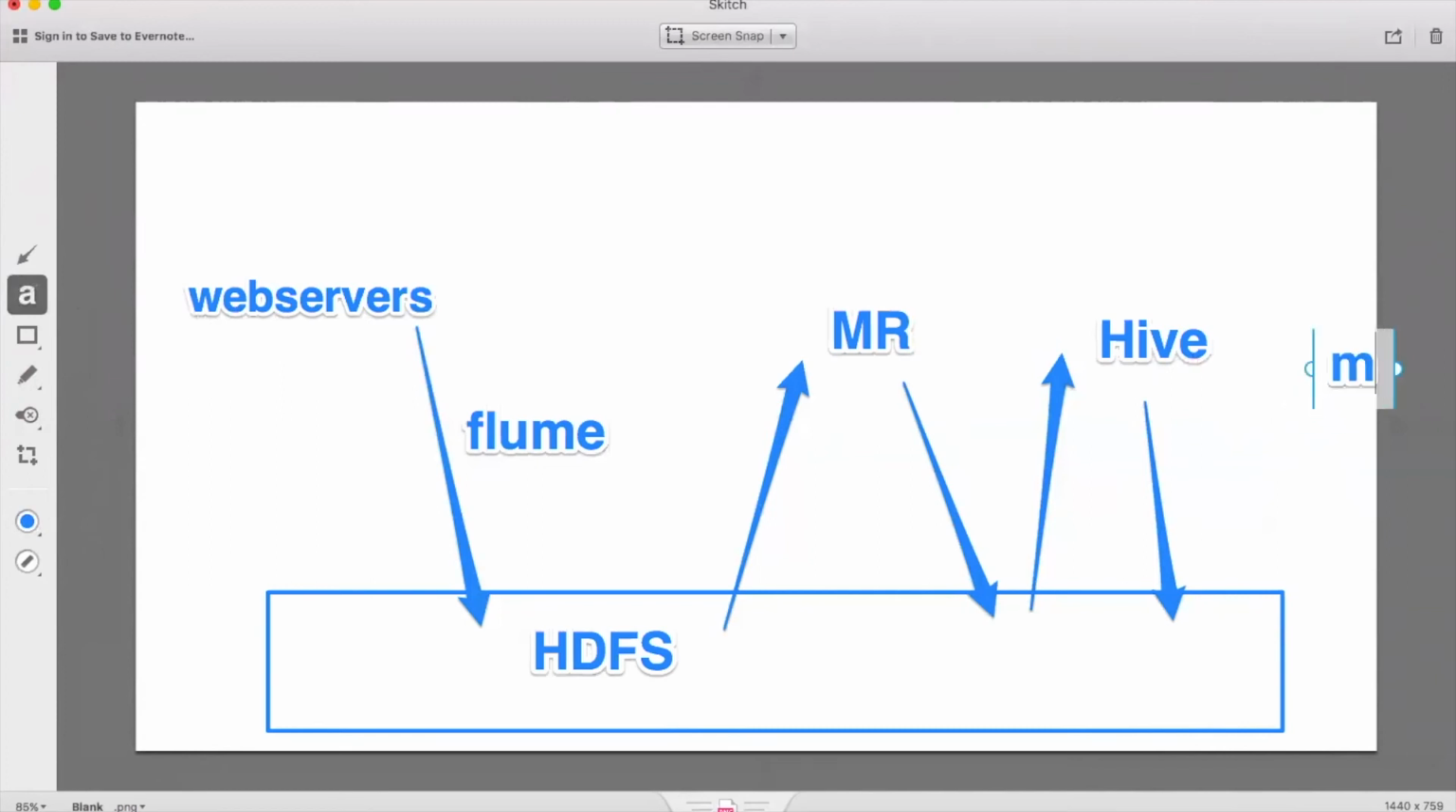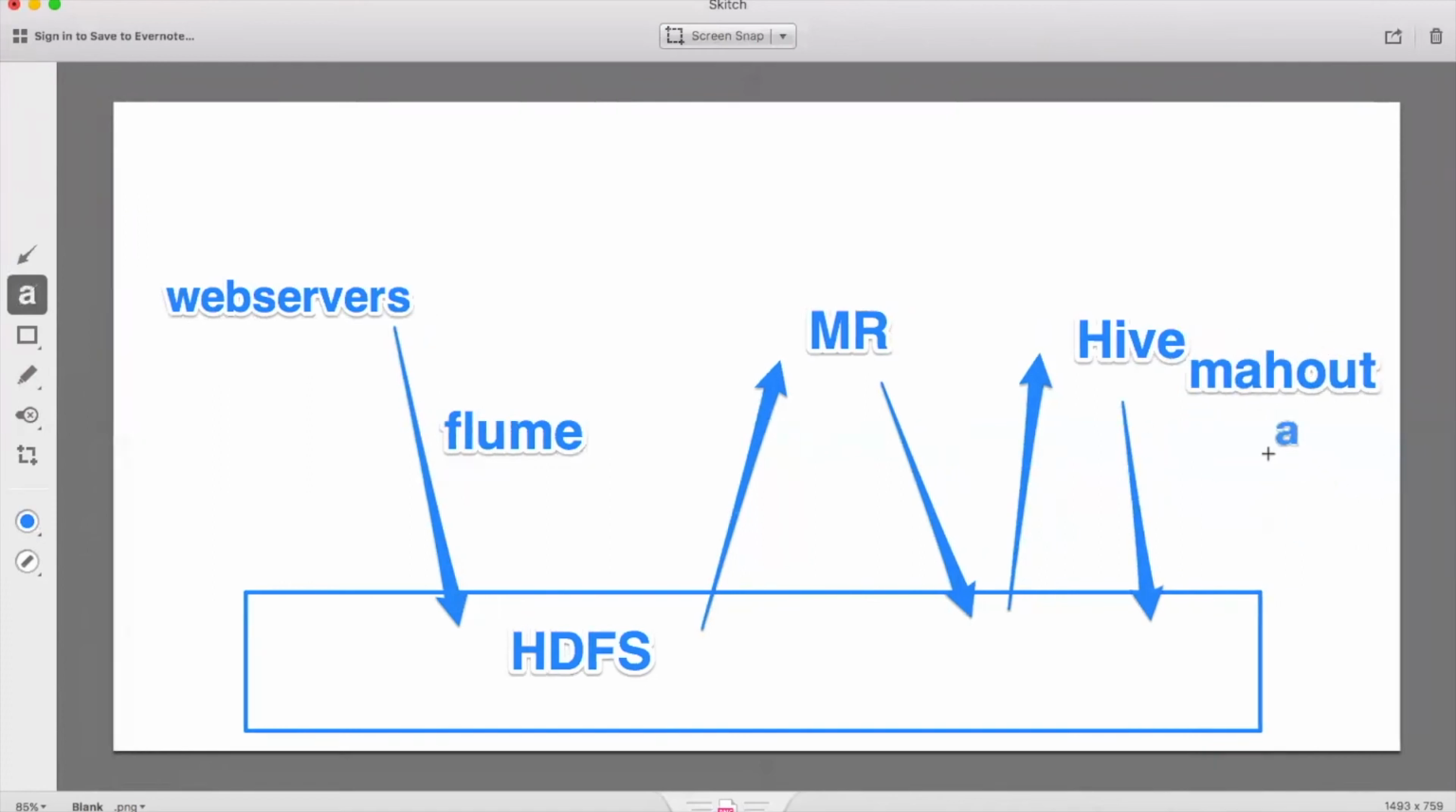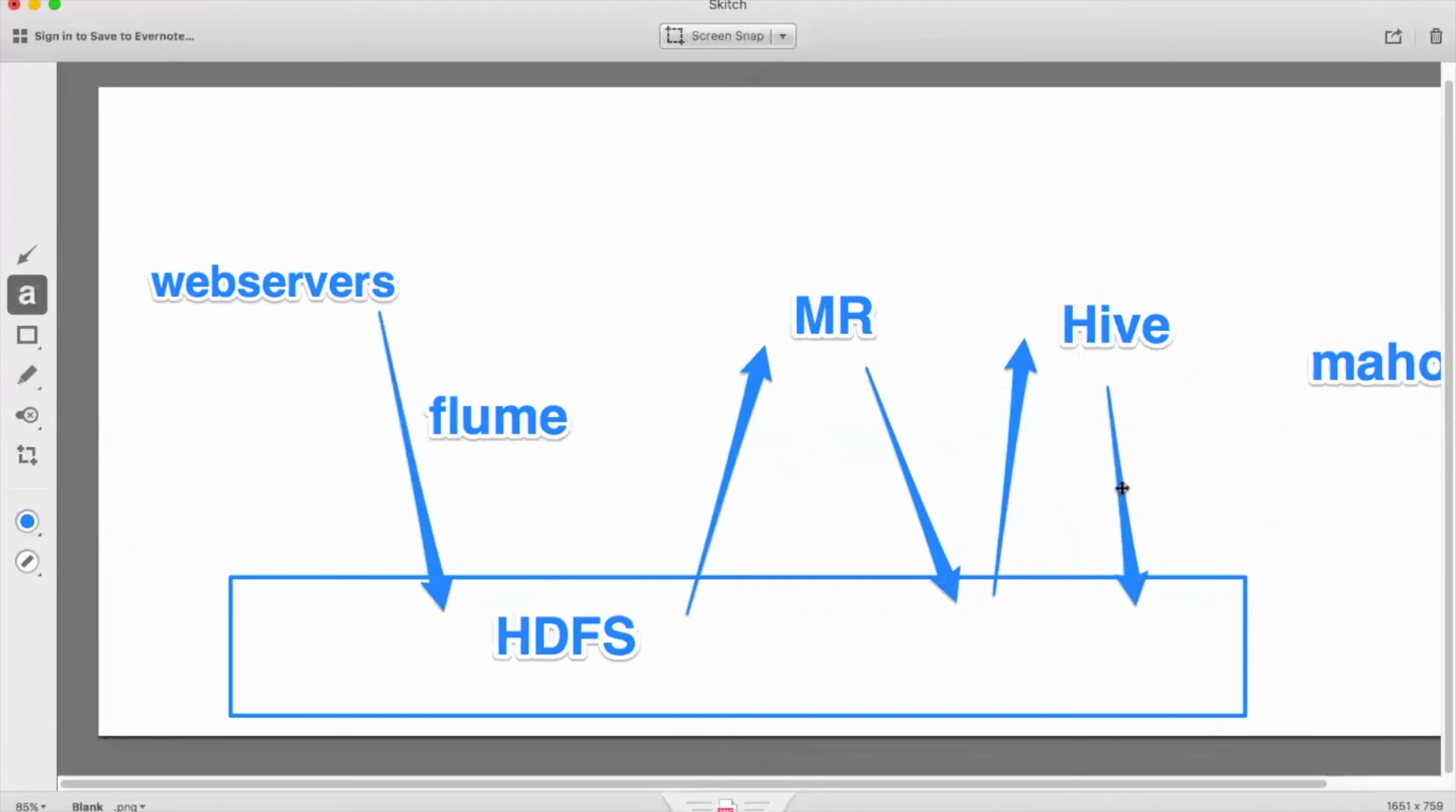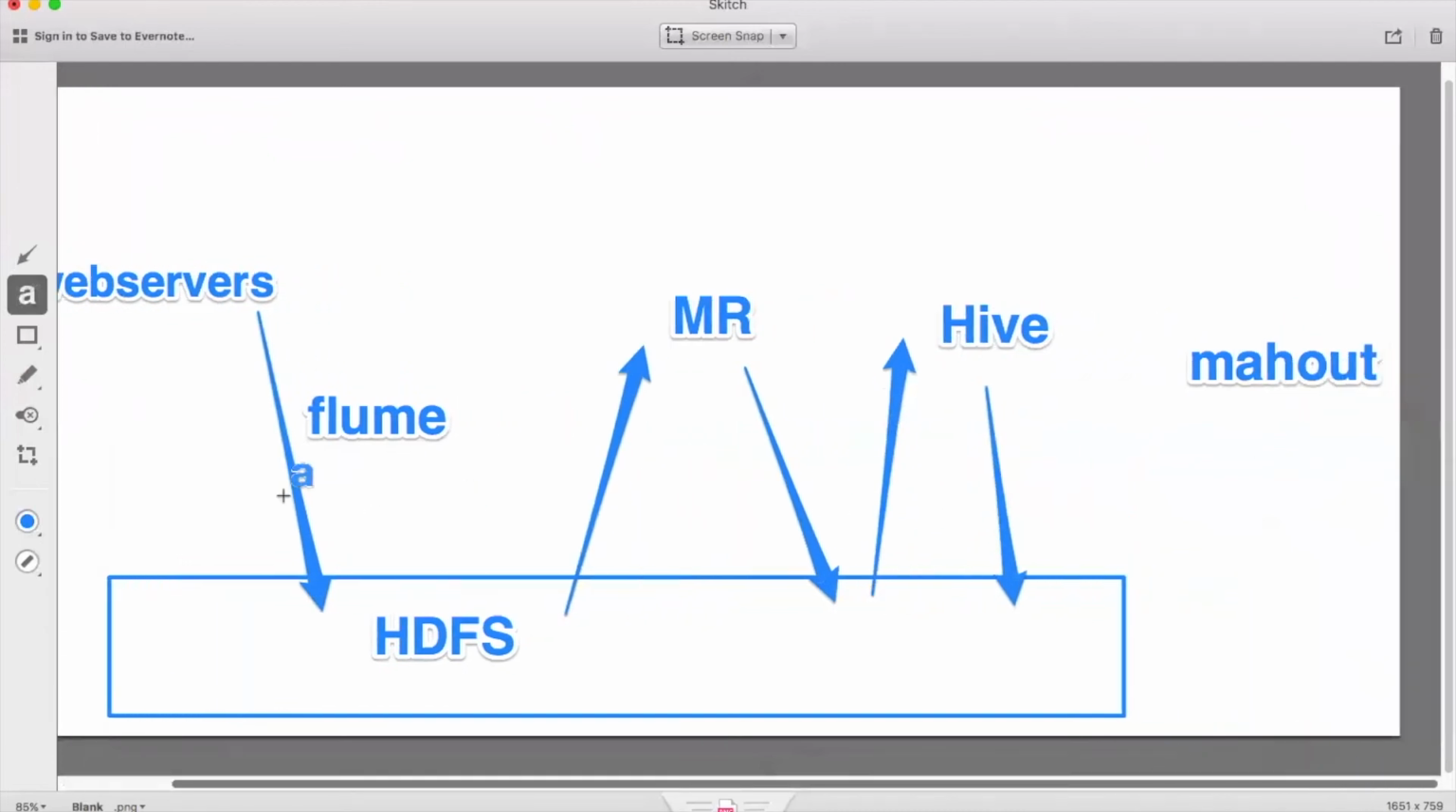Mahout again was reading from HDFS and writing back to HDFS. All right, now the next step. This was the first step, this is second, this is third, this is fourth.